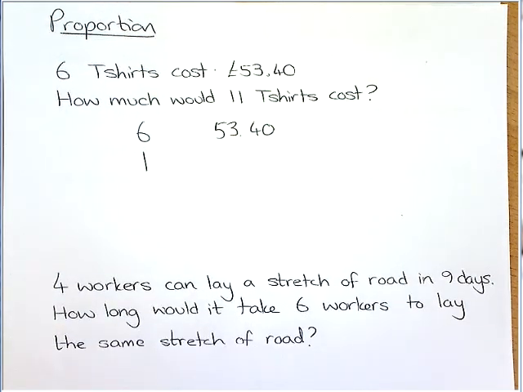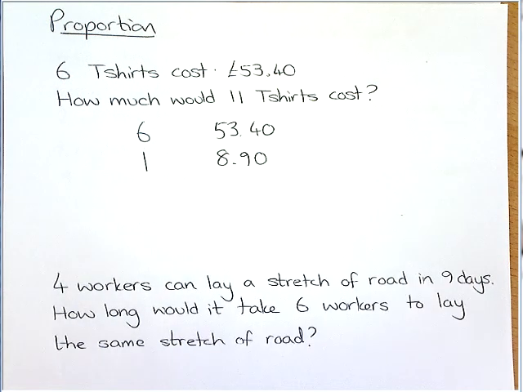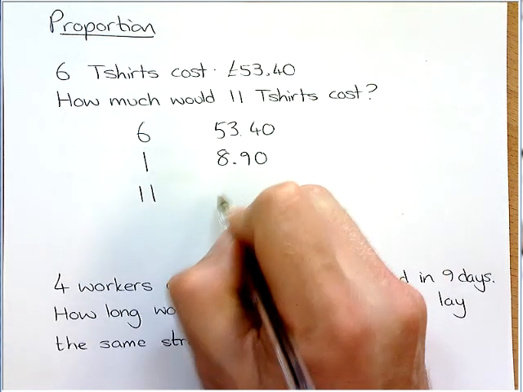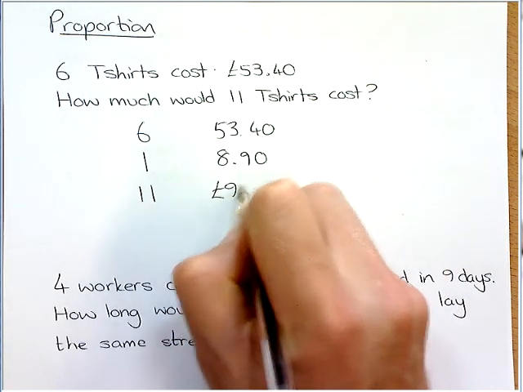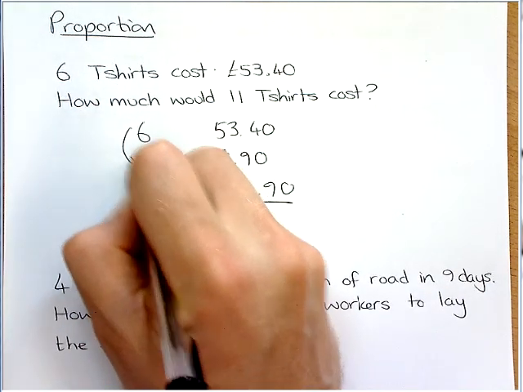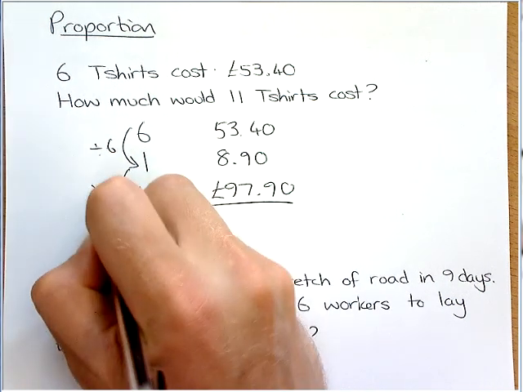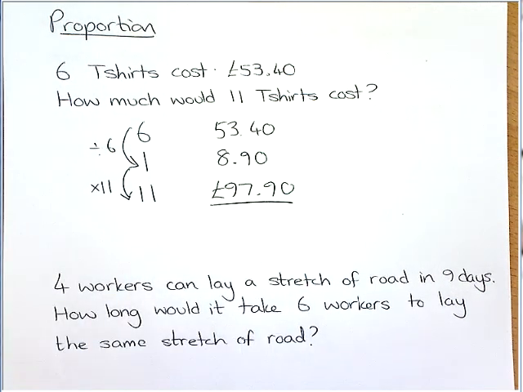So £53.40 divided by 6 is £8.90. And then you can turn that into 11 very quickly by timesing it by 11, which is £97.90. So that's the question answered. Just to clear up, I divided by 6, and then I simply times by 11. That's the easiest way of doing it.